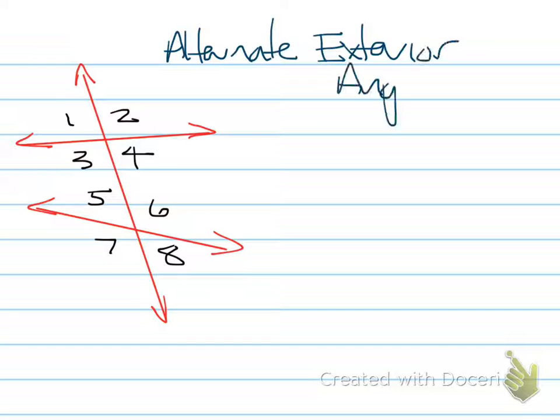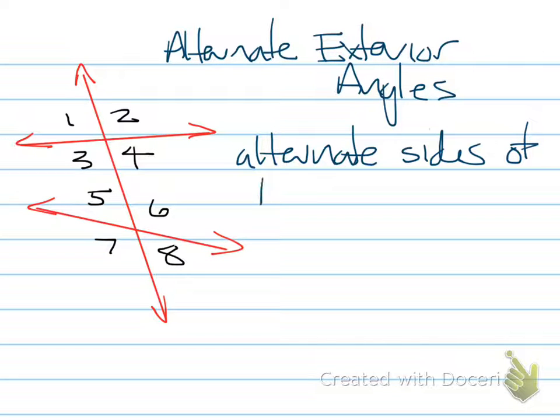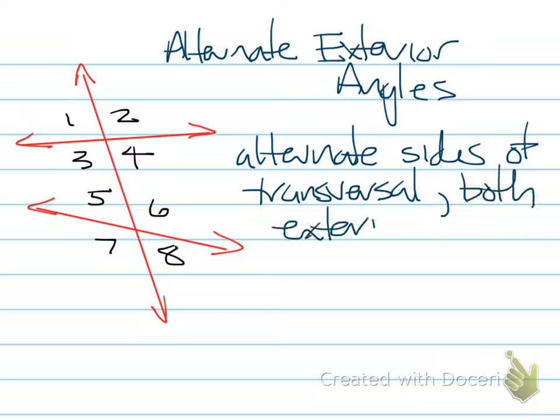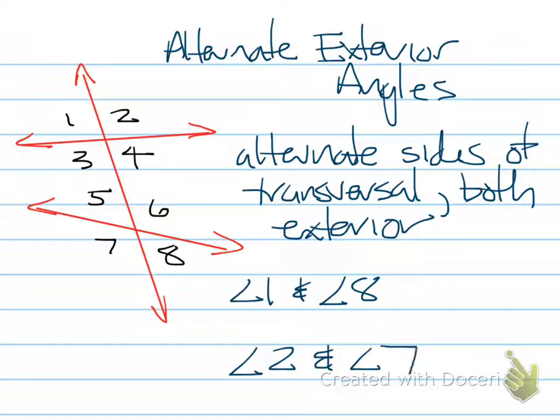And alternate exterior angles are also on alternating sides of the transversal. They are both exterior. So angles 1 and 8 are alternate exterior angles. Angles 7 and 2 are alternate exterior angles.